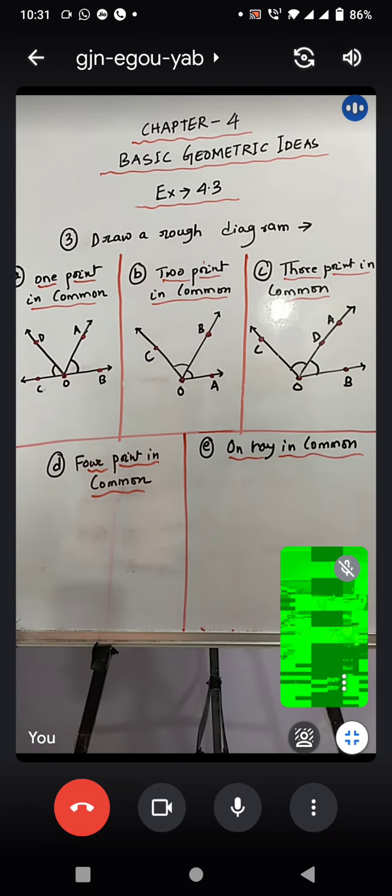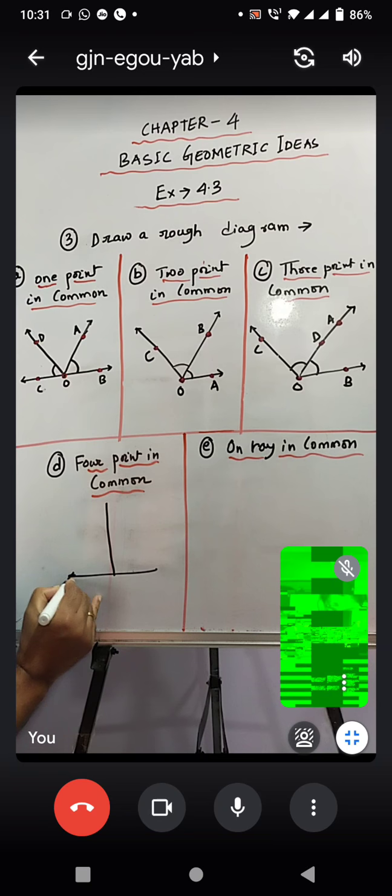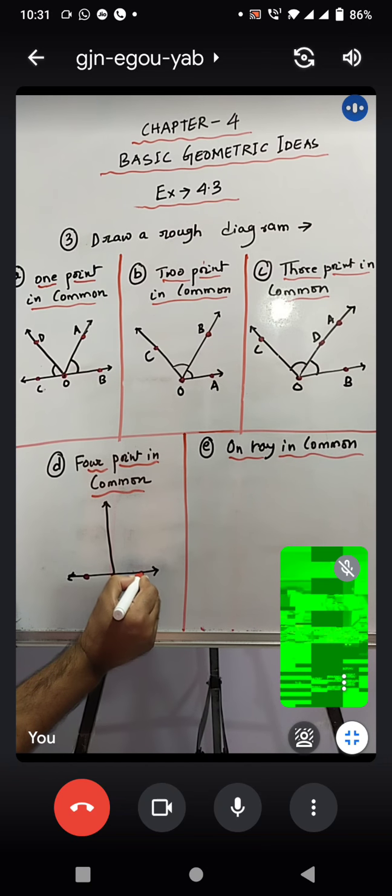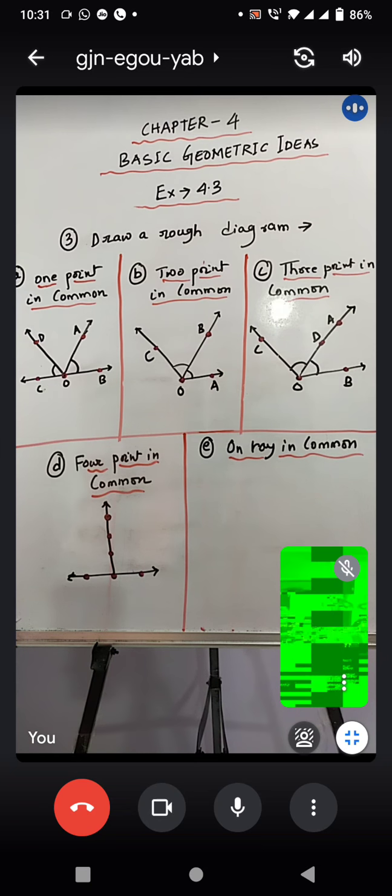Now 4 points in common. This also we will do in the same way but a little bit different. We'll draw a straight line like this. Okay, we will name 4 points, that is 1 here, 1 here, 1 here and 3 here. Not 3 here, I guess I have to draw, yes, 1, 2, 3, 4, yes, it will do.